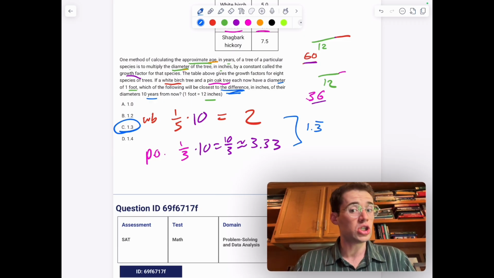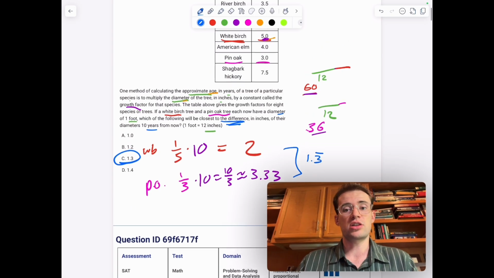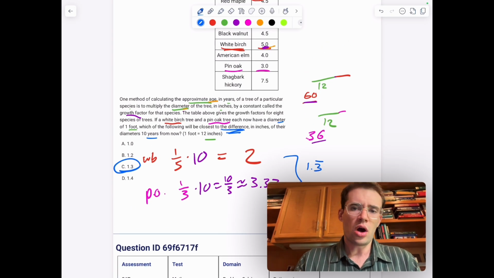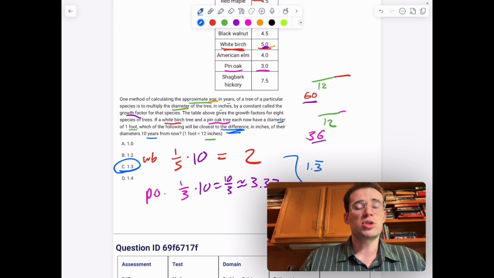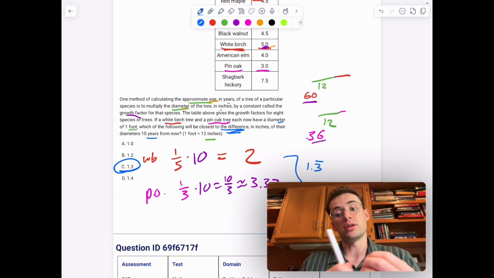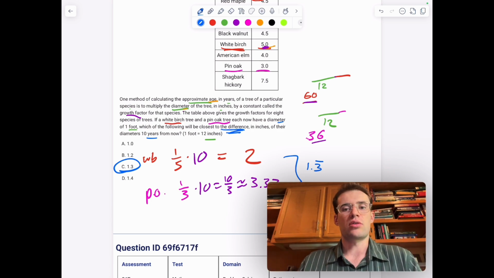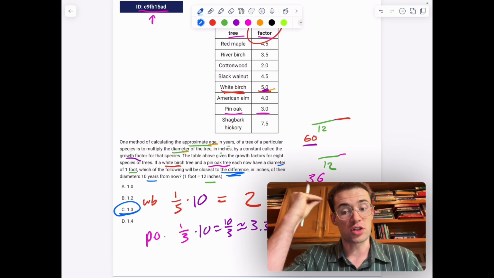It's not that hard to do once you understand what you're doing with these growth factors, but just be careful, because you could think, all right, this one's growing 5 inches per year. So 5 times 10, it grew 50 inches. This is 3 times 10, that's 30 inches. So the difference is 20. Although then you'd see that's not an option. So hopefully that would help you figure out that something else is going on here. And again, that growth factor is kind of the opposite of what you first might think it is.